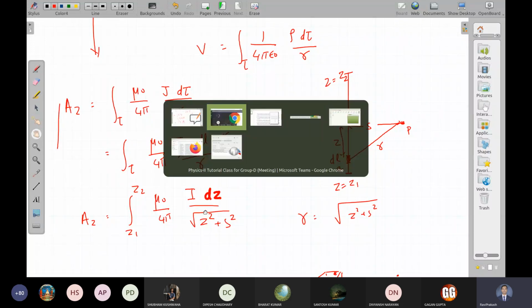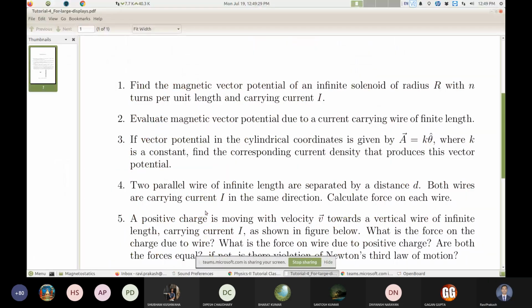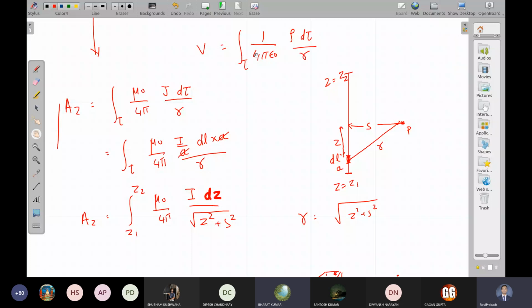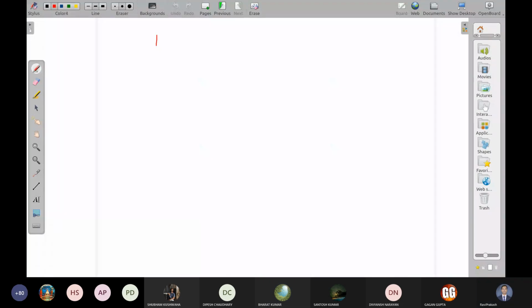Problem 3. Vector potential is given in cylindrical coordinates. What is the charge density that produces this? Current density, sir, I think. So A is given to you, some constant times theta cap. It's like making a circular loop, right? Something like this.